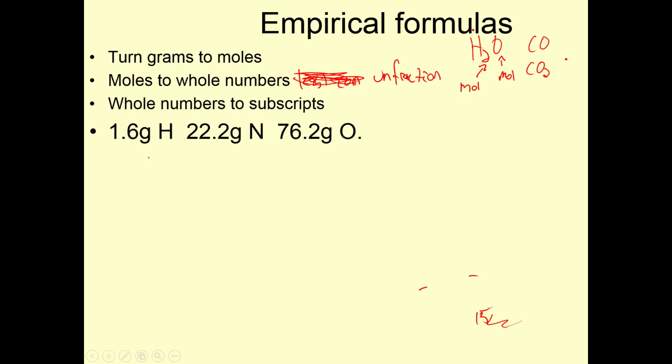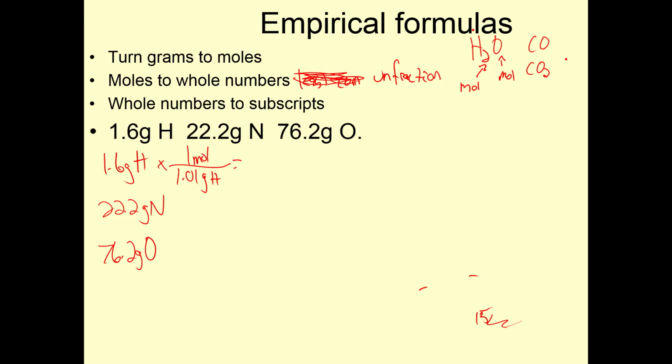1.6 grams of H, and it's stacked up like this. I'm going to have 22.2 grams of N. I'm going to have 76.2 grams of O. So now what I'm going to do is convert each one into moles. So I go to the periodic table and get these numbers, and that grams, again, comes from the periodic table.